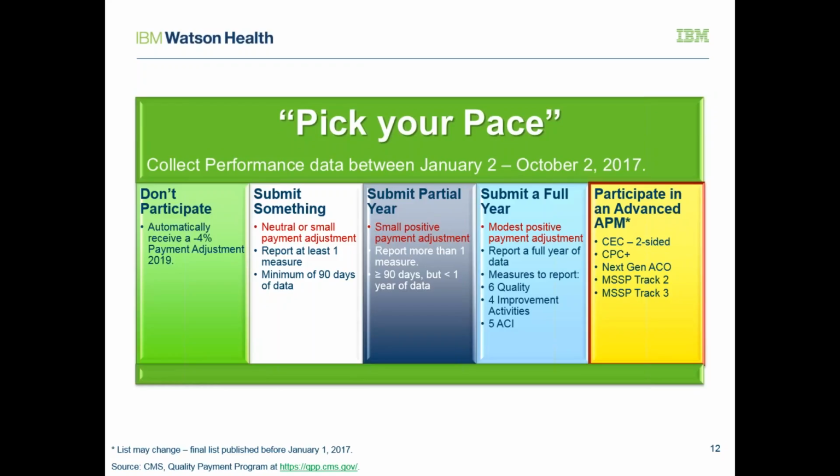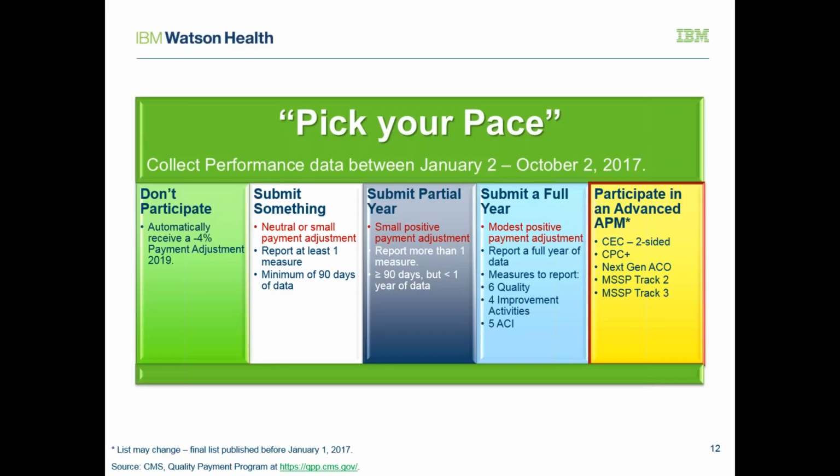For those that decide that they don't want to participate, there will be an automatic negative 4% payment adjustment for 2019. However, CMS is providing eligible clinicians the opportunity to report some data. They're using this 2017 reporting year as a transition year where not only is CMS learning, but also eligible clinicians have the opportunity to learn and get used to how this is all going to come into play. And as you can see, you can submit some data. So basically, some data would be at least one measure in any of the categories with a minimum of 90 days of data, which will give you a neutral or small payment adjustment.